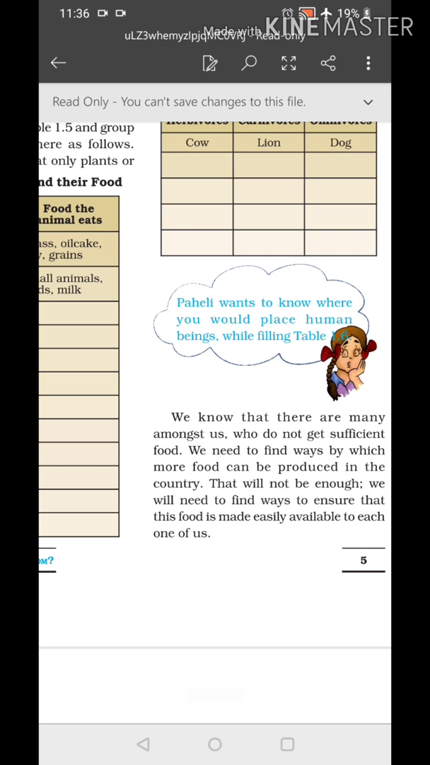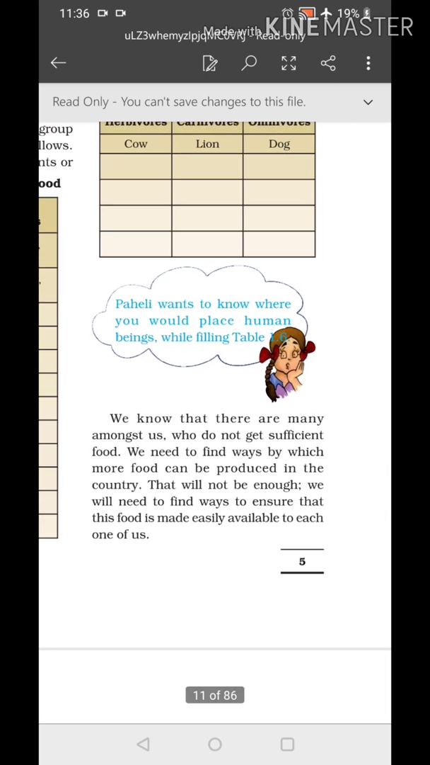Now, I would like to ask you all, how can you avoid wastage of food? Do you leave food in your plate? If yes, you are depriving others from food, adding to problem of hunger in the country. Students, we should never waste our food.